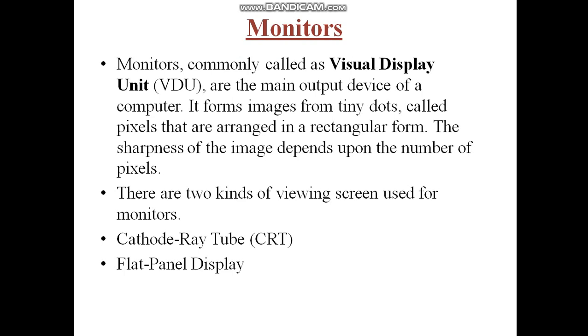What is the full form of VDU? Visual display unit. It is the main output device of a computer. It forms images from tiny dots called pixels that are arranged in a rectangular form. The sharpness of the image depends upon the number of pixels.